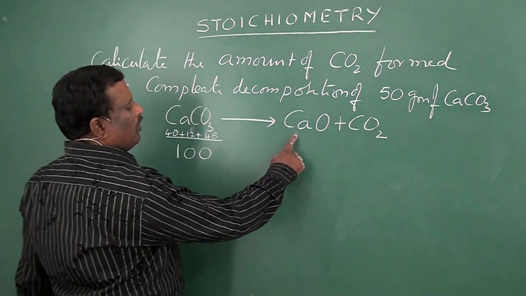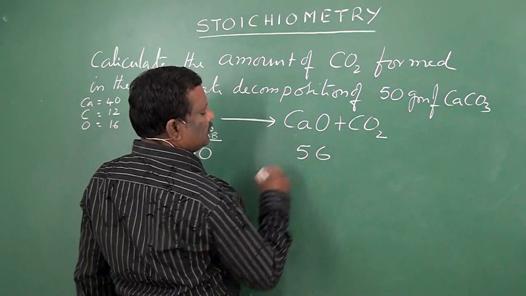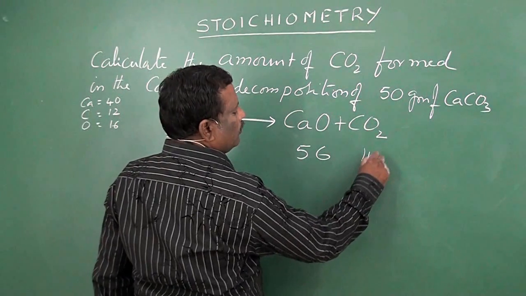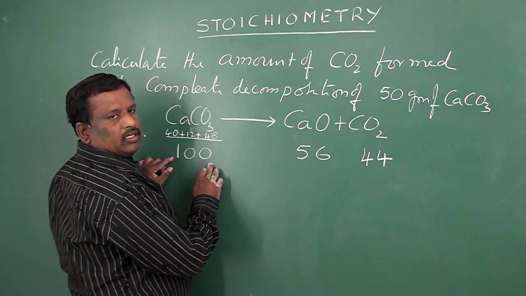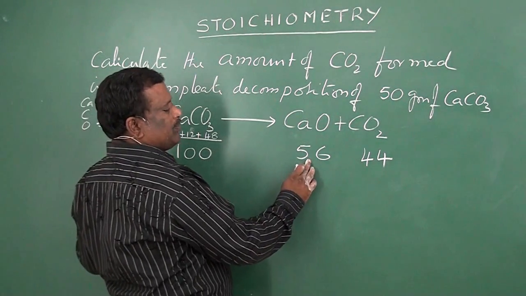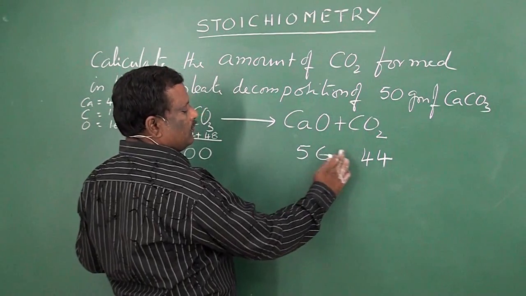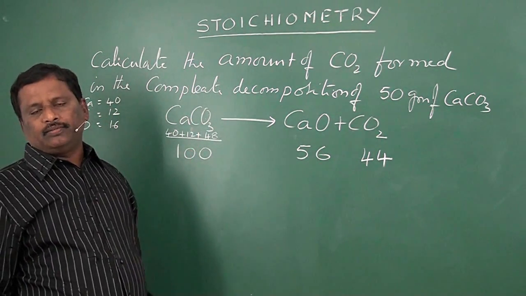Then here 40 plus 16, 56. And here 12 plus 32, 44. So 100 grams of CaCO3 can give 56 grams of CaO plus 44 grams of CO2. 56 plus 44 is 100. Here reactants is 100. So it is balanced.